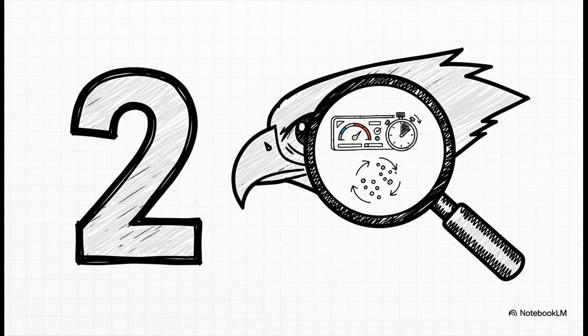All right, rule number 2, monitor like a hawk. You have to be tracking key metrics constantly. I mean, how accurate are the predictions? How fast is it responding? Is the new data coming in starting to look weird? You've got to catch these problems before your users do.